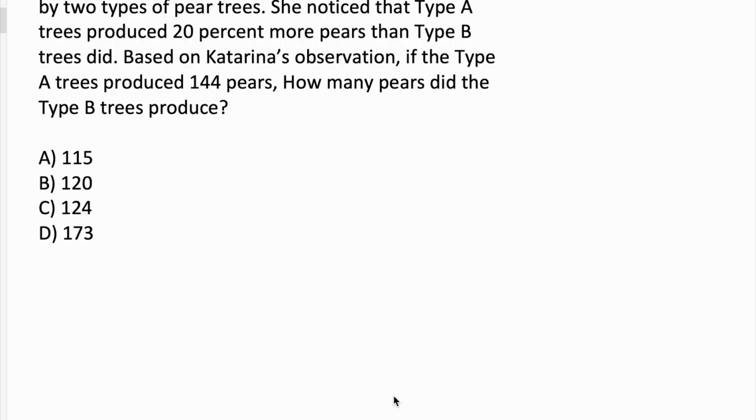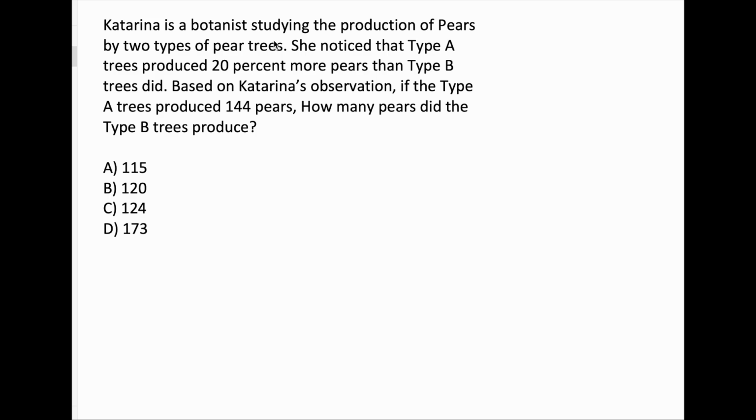Let us read the question first. Katrina is a botanist studying the production of pears by two types of pear trees. Notice that, let us just make two columns, type A and type B. Type A trees produce 20% more. This is an important statement in the question. 20% more. So A produces 20% more compared to B.